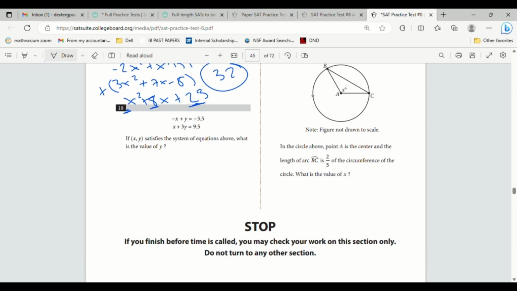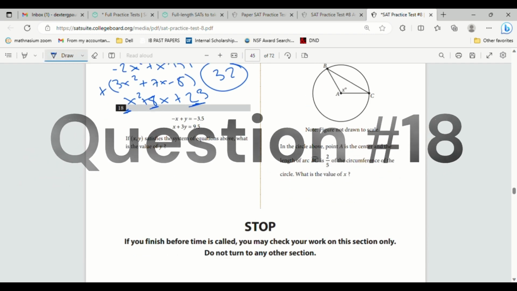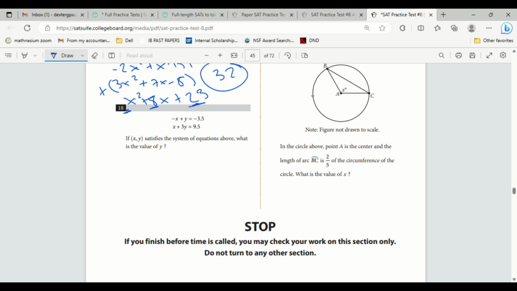Number 18, if (x, y) satisfies the system of equations above, what is the value of y? So we see here that we have an x and a negative x, so we can just add both equations and the x's will cancel, leaving us with y. So 4y equals 6, divide everything by 4, that's y equals 6 over 4, or simplified, dividing top and bottom by 2, we get 3 over 2. So 3/2.